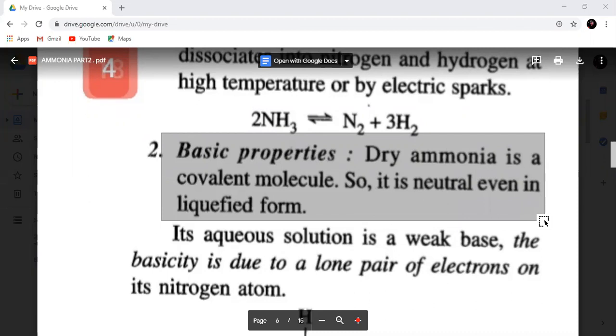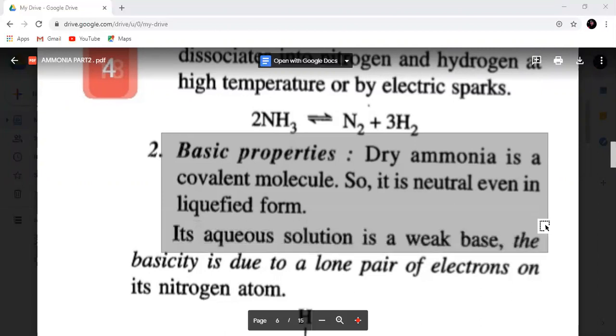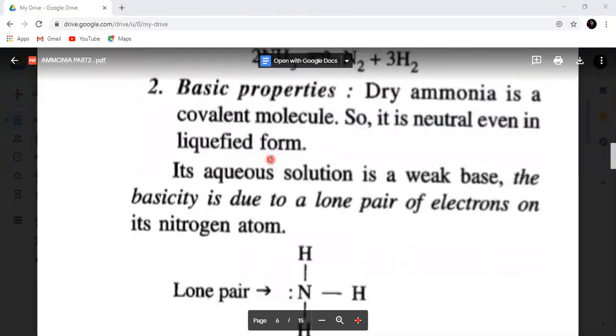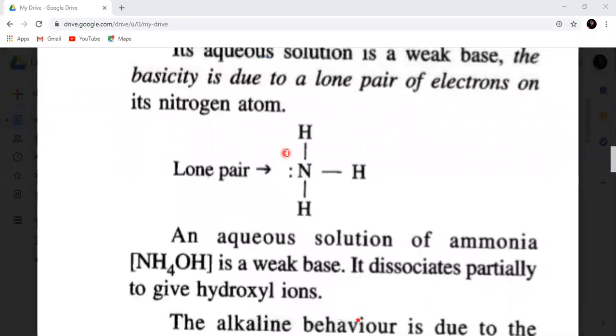The reason behind this is that it is a covalent molecule, and that covalent molecule can only give its ions in water, in an aqueous solution. This basicity is due to one main reason. As we all know, in ammonia there is a presence of a lone pair. That lone pair is responsible for the basicity of ammonia.